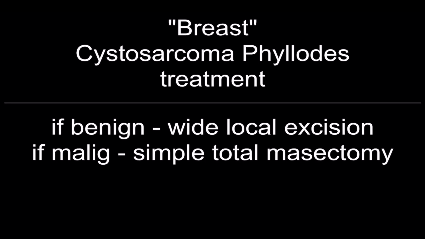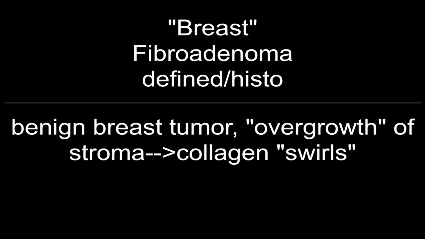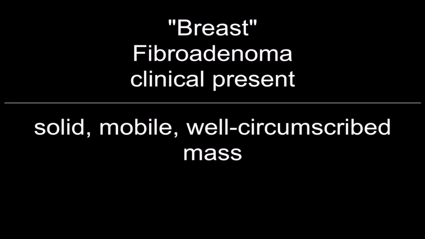Cystosarcoma phyllodes, treatment: if benign, wide local excision. If it's malignant, then you do a simple total mastectomy. Fibroadenoma is defined as, and what do you see on histology? Benign breast tumor, overgrowth of stroma, causing collagen swirls. Fibroadenoma clinical presentation: solid, mobile, well-circumscribed mass.